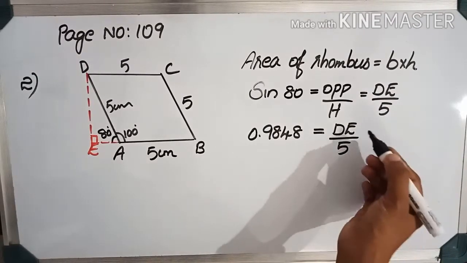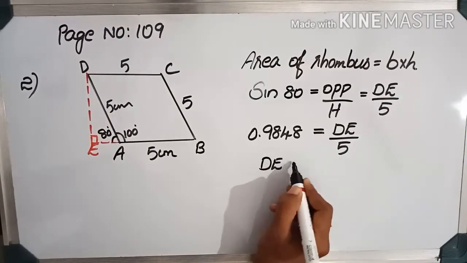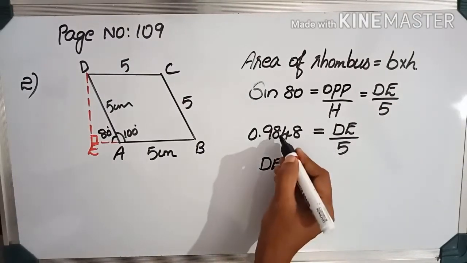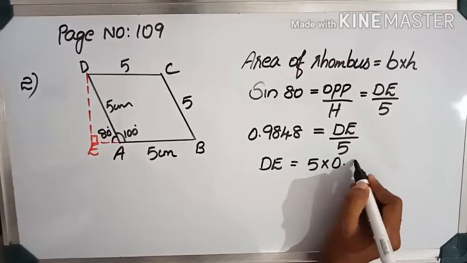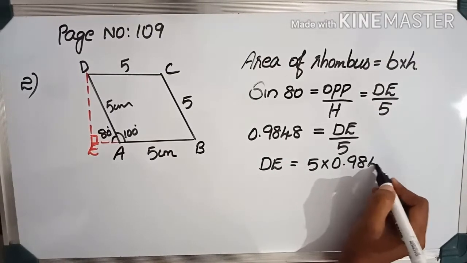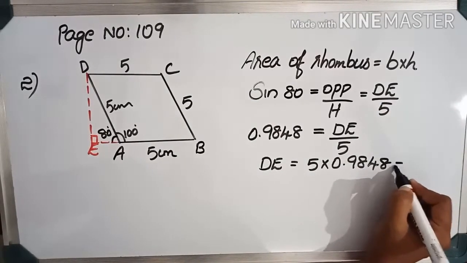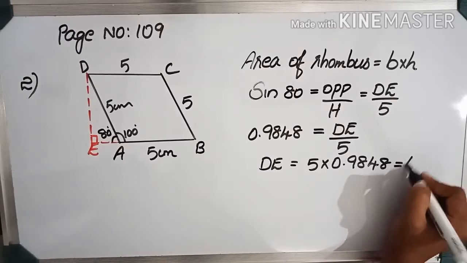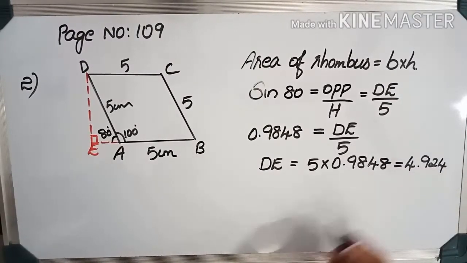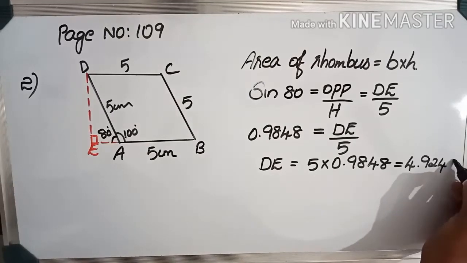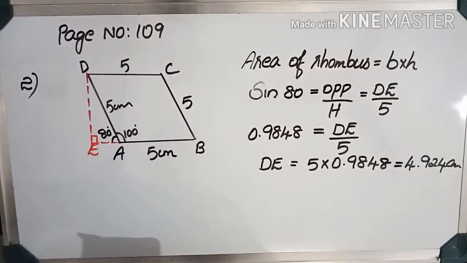Next, in order to find DE, keep DE here. So DE equals, taking this divided by 5 to the other side, 5 into 0.9848. When you multiply these two, you will get the answer as 4.924. So 4.924 centimeter is DE, that is the height of this rhombus.